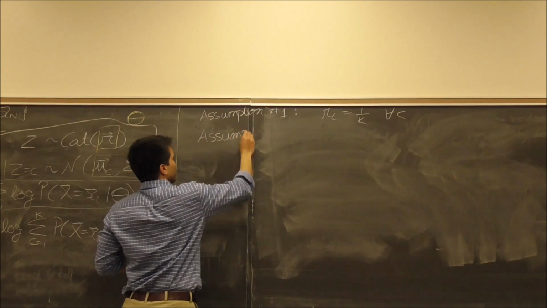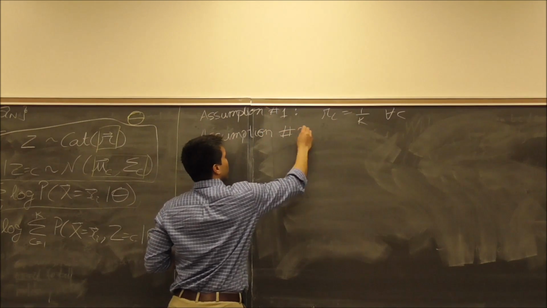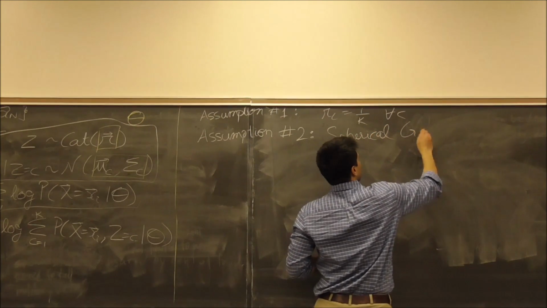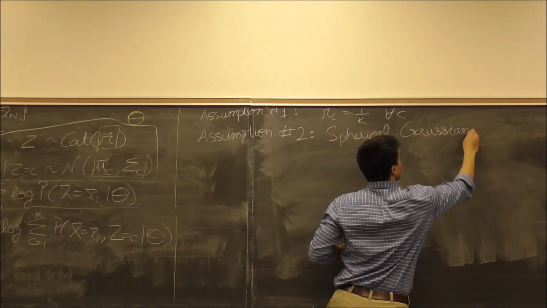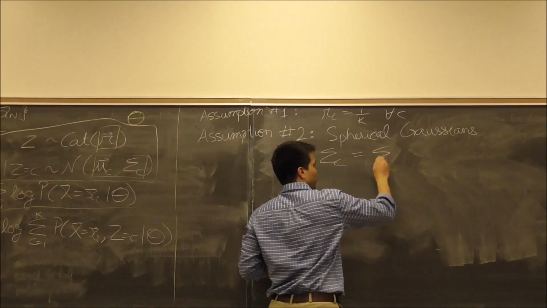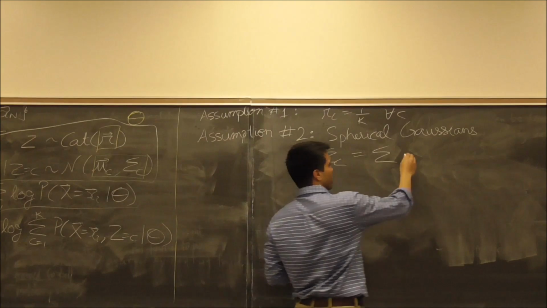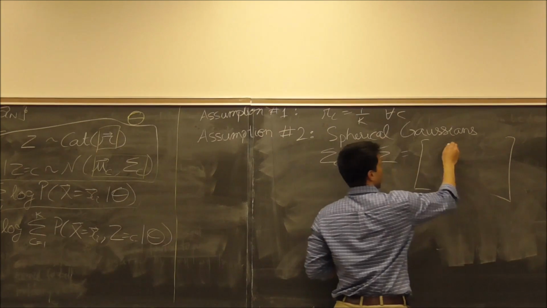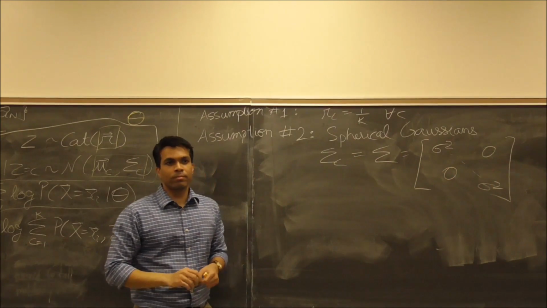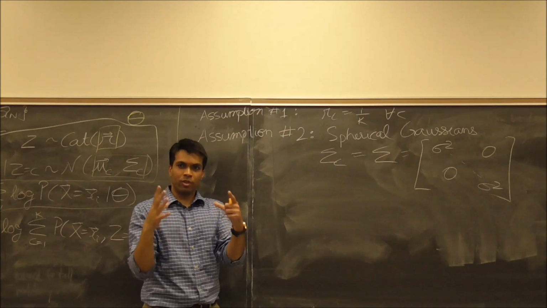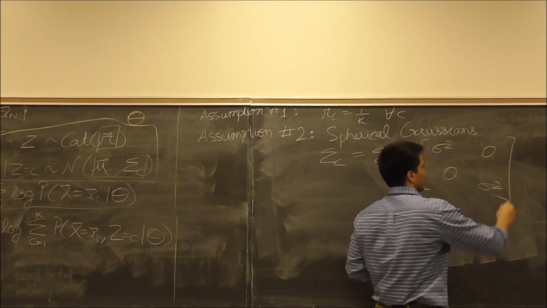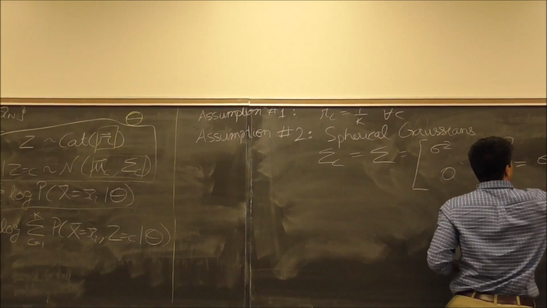Right, so here's assumption number 2, which is spherical Gaussians. Which is that the covariance matrix is the same for all c. It's identical. Every single Gaussian has the same covariance, and it's essentially sigma squared, sigma squared, sigma squared on the diagonal, and 0 elsewhere. It means if you think about those ellipses, they're always circular. The contour maps of those Gaussians are axis aligned, and they're always circles. This is sigma squared identity.